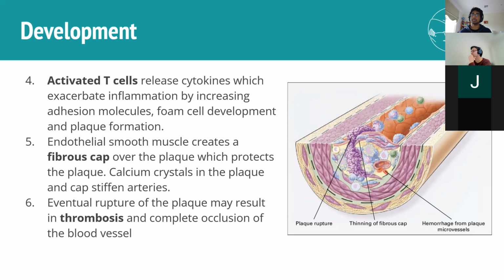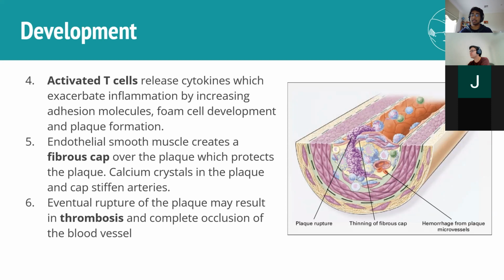And there's little calcium crystals which help sort of stiffen the artery, which is not great because we want our arteries to have a little stretch to them. I can't remember if we've gone through stuff like elastic recoil, but you need to have a little pliancy to your arteries, basically.